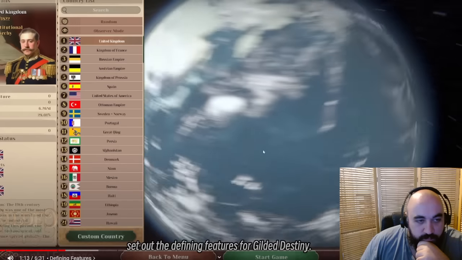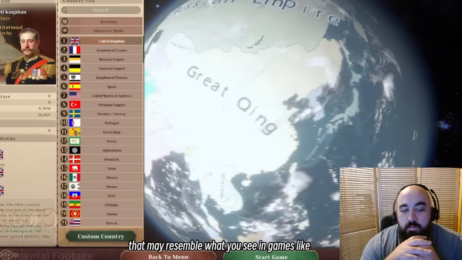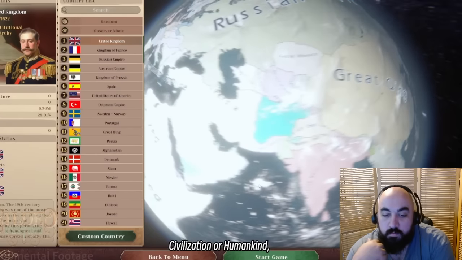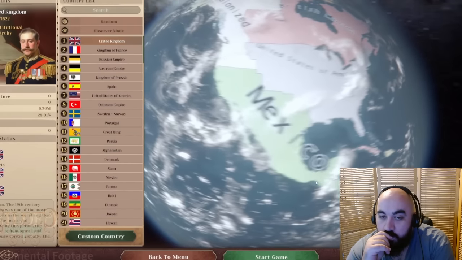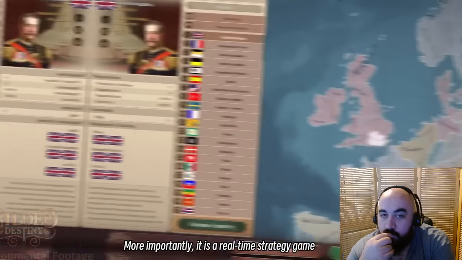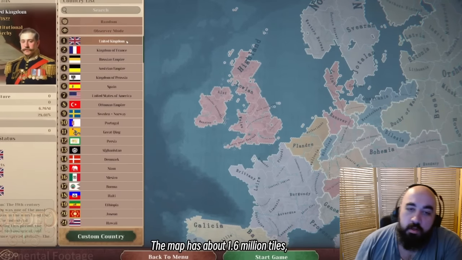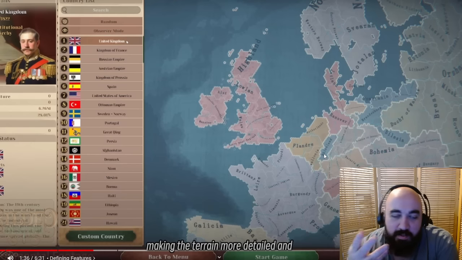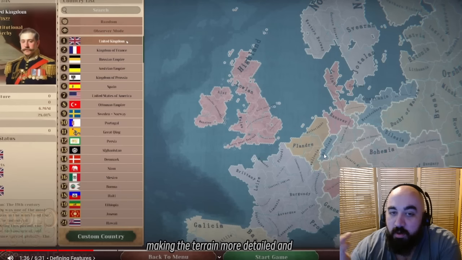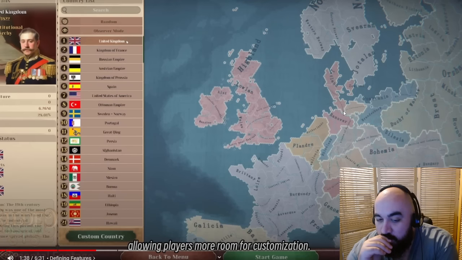Chris and I set out the defining features for Gilded Destiny. First, although it uses hex tiles that may resemble what you see in games like Civilization or Humankind, the tiles in Gilded Destiny are projected onto a spherical Earth. More importantly, it is a real-time strategy game, not a turn-based one. The map has about 1.6 million tiles, making the terrain more detailed. So, initially when I was evaluating this, I thought it was like 1.7 million tiles that you would interact with, but if 70% of these are ocean tiles, I guess you could put a boat in them, but they're not keeping track of buildings. And allowing players more room for customization.